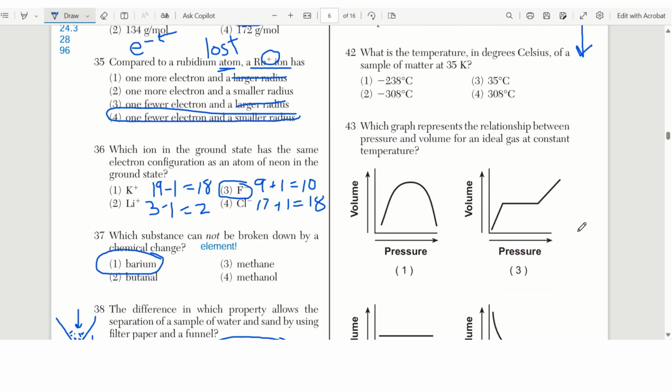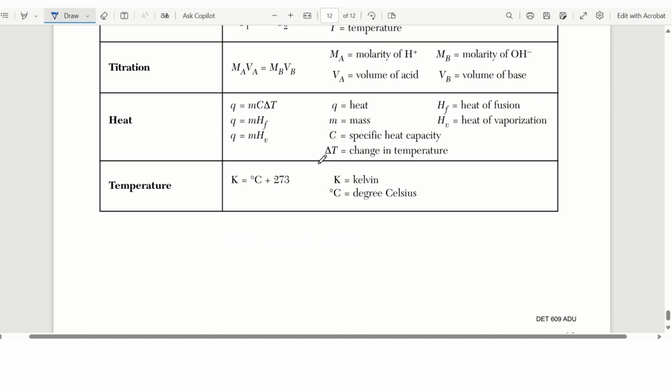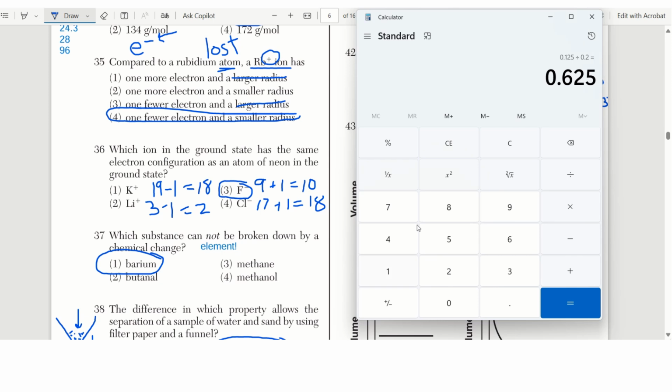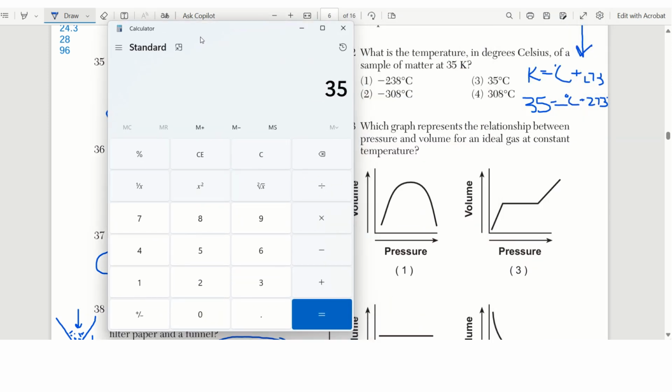Number 42. What is the temperature in degrees Celsius of a sample of matter at 35 Kelvin? Well, that's a formula question right here. Okay, so K equals degrees Celsius plus 273, right? I know my Kelvin is 35, so 35 equals degrees Celsius plus 273. So I need to subtract 273 from both sides. So 35 minus 273 equals negative 238.